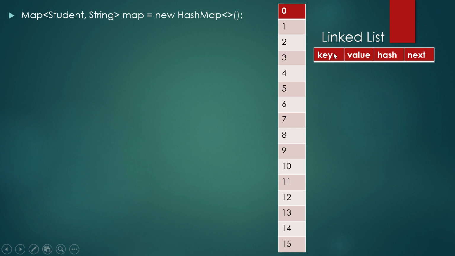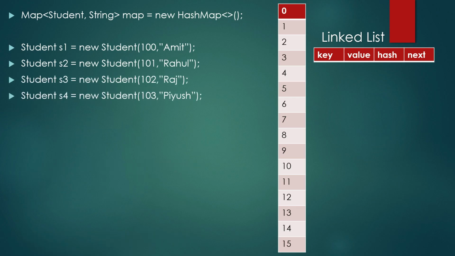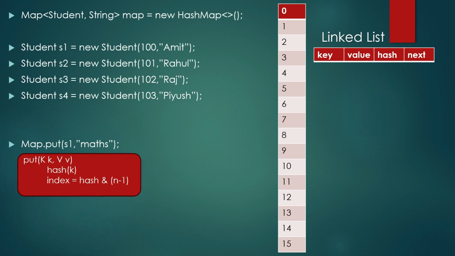Okay. Now let's create four objects here, S1, S2, S3 and S4. Now let's try to put the objects into this map one by one. Now when I say map dot put, inside the definition of the put method, we have a definition like this. It will first evaluate the hash code of that particular key, and after this it will find the index of that particular key.